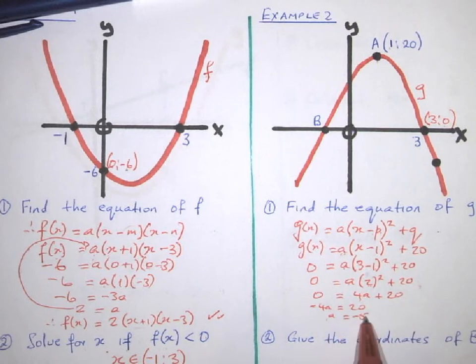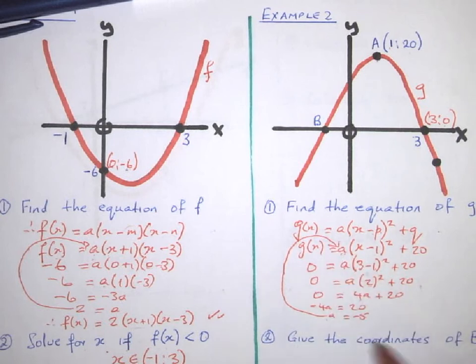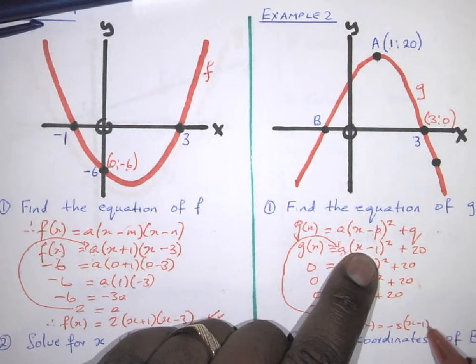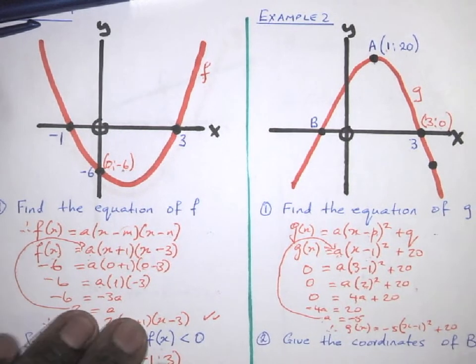Now I know a is minus 5. Now I'll put it back in my equation there. So therefore my equation is g of x is equal to the a value, which is minus 5, into x minus 1, which is squared, plus 20. Easy. Here is another question.